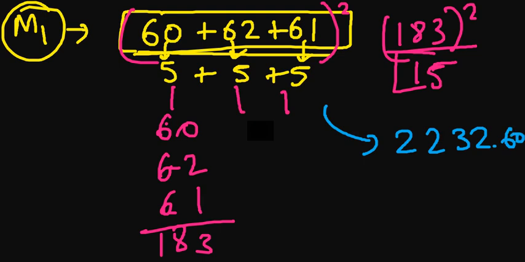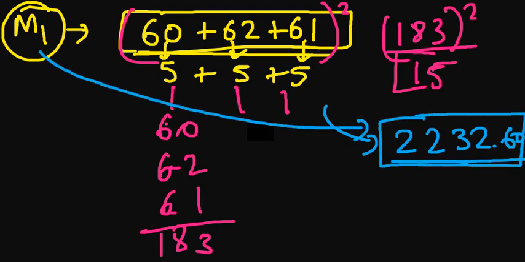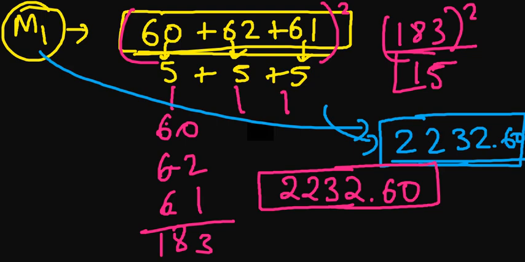You can say 2232.60. So this is the value of your M1. Make sure you note down all the values, which is very, very important. This is the value of your M1, 2232.60. And whatever hard work you have done so far will start to pay off right away.